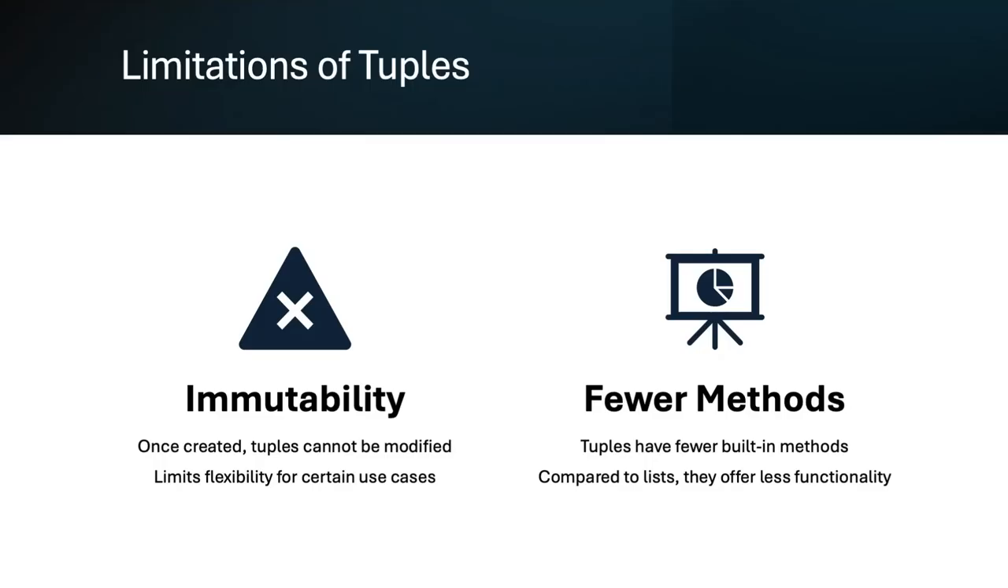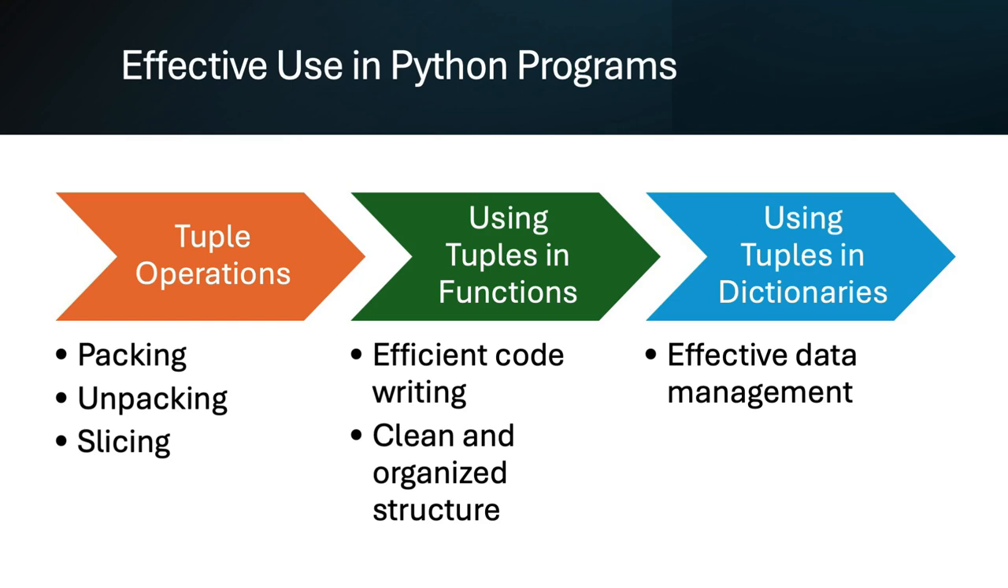Tuples have limitations such as immutability, meaning they cannot be modified once created, and fewer built-in methods compared to lists, which limits their flexibility and functionality. Mastering tuple operations like packing, unpacking, and slicing is crucial for writing clean and efficient Python code. Use tuples in functions and dictionaries for better organization and data management.